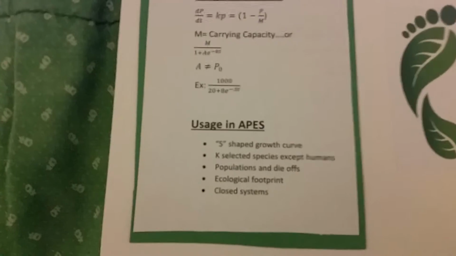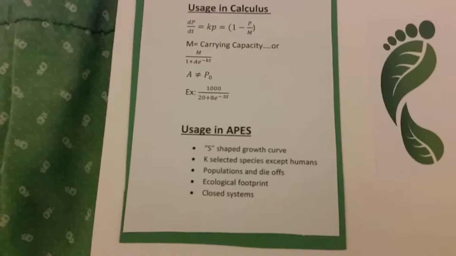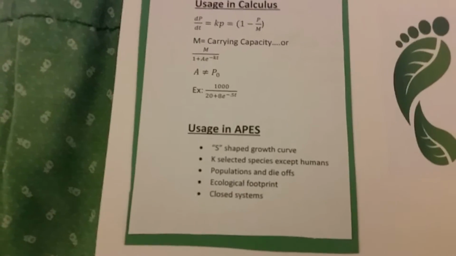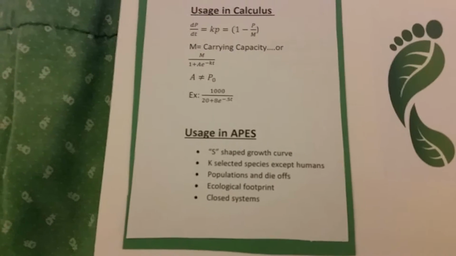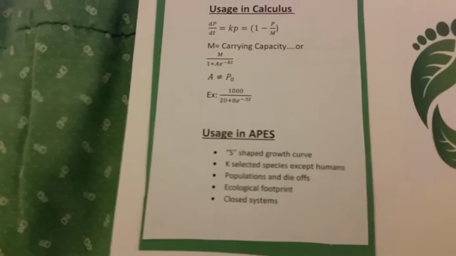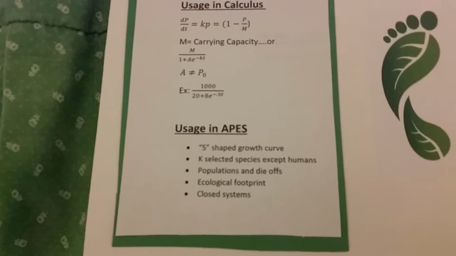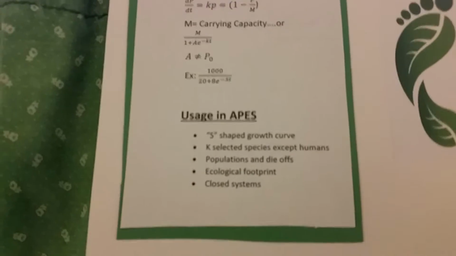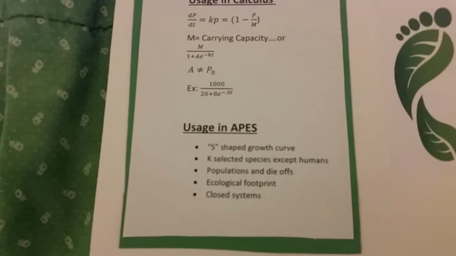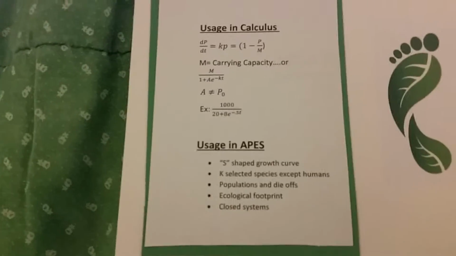And in APES, the carrying capacity is shown in an S-shaped growth curve, and it's involved with K-selected species such as any mammal besides the human, just mammals. And then the ecological footprint, which is how humans use resources.